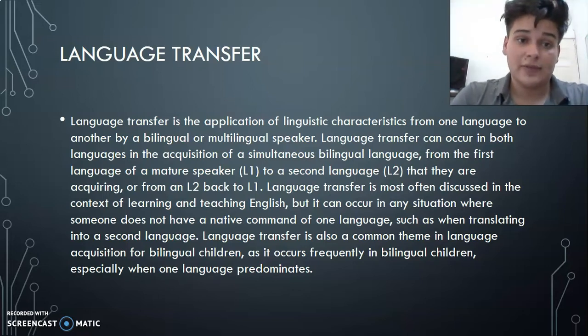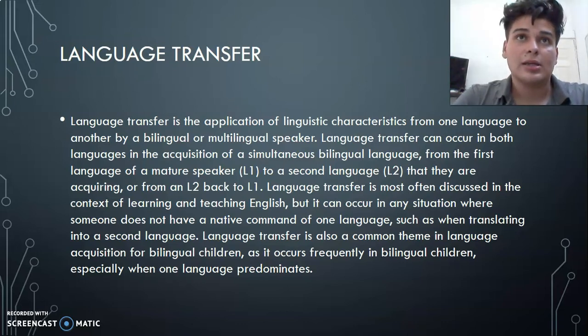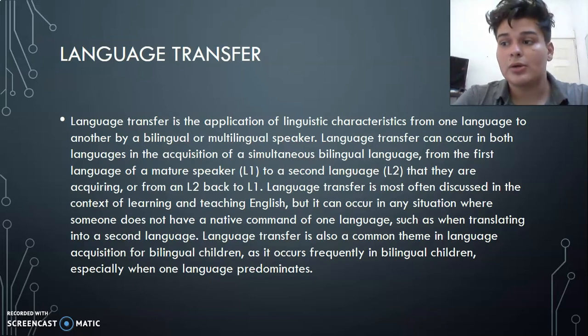So this is the case of language transfer. Language transfer is the application of linguistic characteristics from one language to another by a bilingual or multilingual speaker. So it's basically some problems that we have when we are trying to understand a word or the meaning, because in some cases a word can sound or be the same in our language and the second language, but the meaning is totally different.